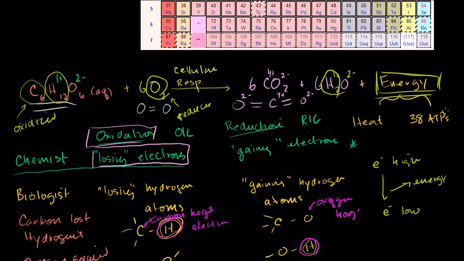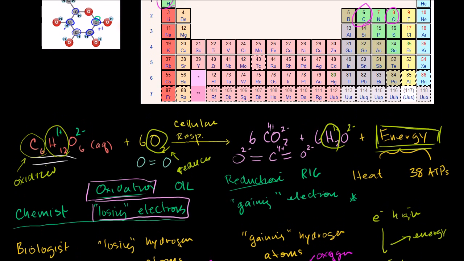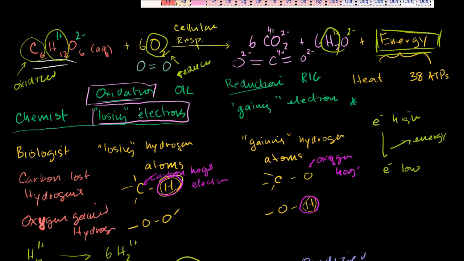Anyway, hopefully you found that reasonably useful. This was actually a huge pain point for me. I got comfortable with the chemistry definition of oxidation and reduction, and then all of a sudden you open up your biology book and they start talking about losing and gaining hydrogens as opposed to electrons, and it took me a while to really reconcile these two notions.